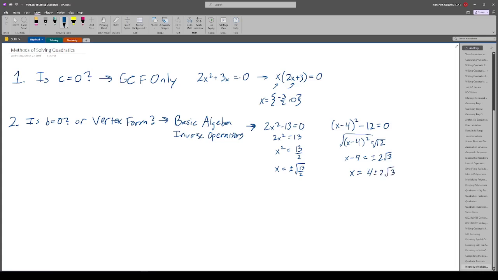So that's our second easiest kind to solve because there's no fancy algebra techniques. It's just inverse operations and using the reverse order of operations to solve like we've always done.